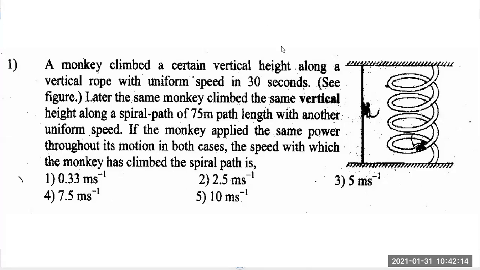Next question is from A-level 2017. Question from the 2017 paper, and let's see what it says. A monkey climbed a certain vertical height along a vertical rope with uniform speed in 30 seconds. Later, the same monkey climbed the same vertical height along a spiral path of 75-meter path length with another uniform speed. If the monkey applied the same power throughout its motion in both cases, the speed with which the monkey has climbed the spiral path is. Okay, now that's pretty interesting. Let's see.